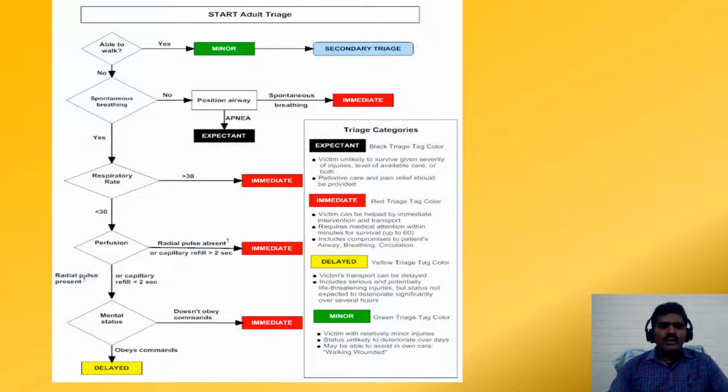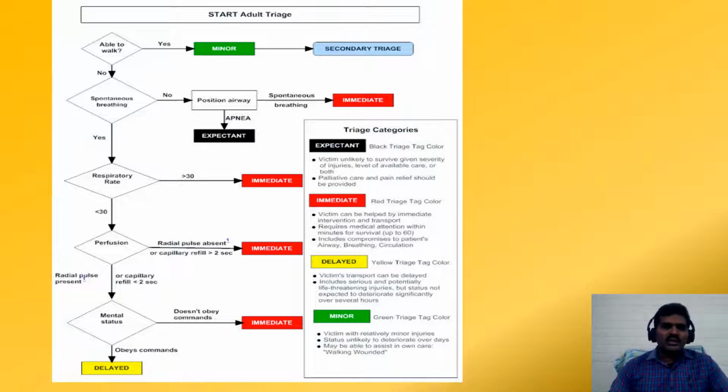Then you need to check the perfusion. If the radial pulse is absent or the capillary refill is greater than 2 seconds, the patient again needs immediate treatment. This indicates that the patient is in circulatory shock, and needs immediate treatment. If the radial pulse is present and the capillary refill is less than 2 seconds, that indicates that organ perfusion is normal.